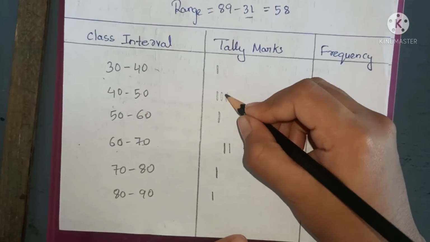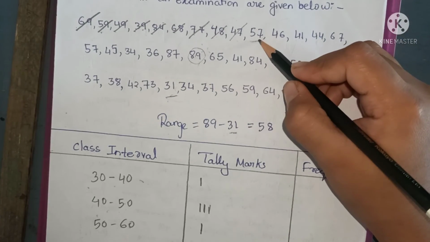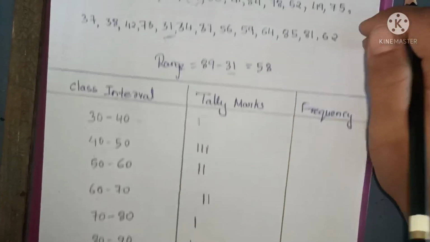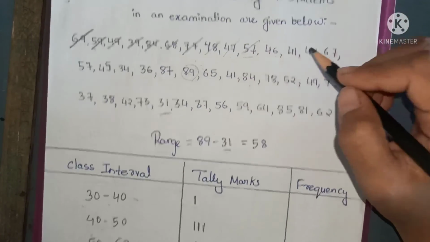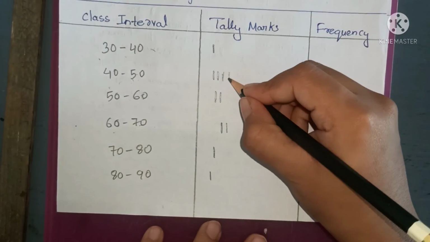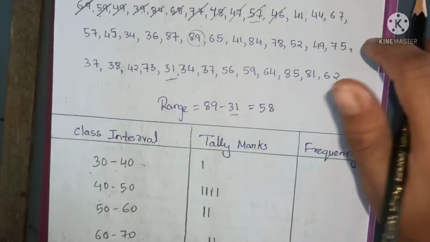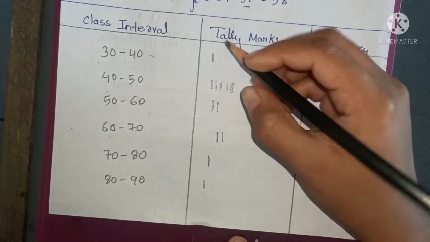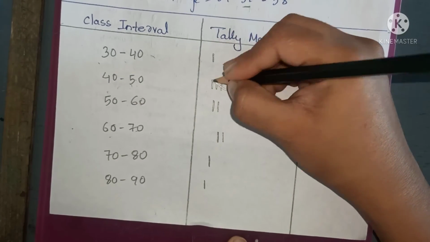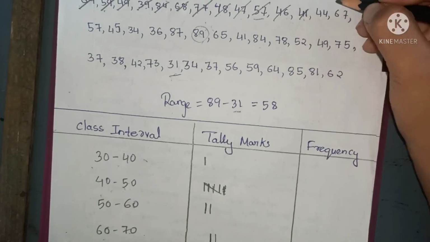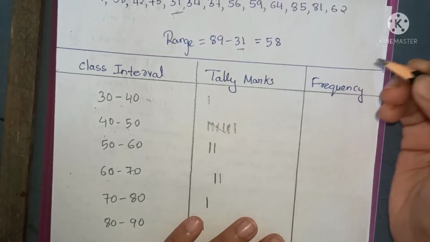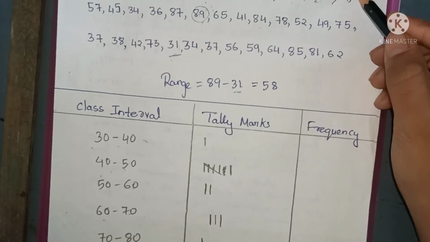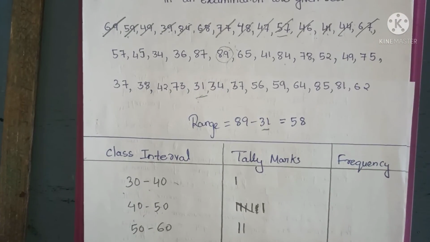In 40 to 50 one more tally mark will come. 57 will lie where? 57 will lie between 50 to 60. Very good. So we will make a tally mark here. Now 46 will lie between 40 to 50. So in 40 to 50 one more tally mark will come. In this way we will continue. Okay. 41, 40 to 50. So now it's 5. So we will make a horizontal line like this for 5, right? 44, 40 to 50. Then again 1, 6. 67, 60 to 70. In this way we will make the tally mark for all the raw data.